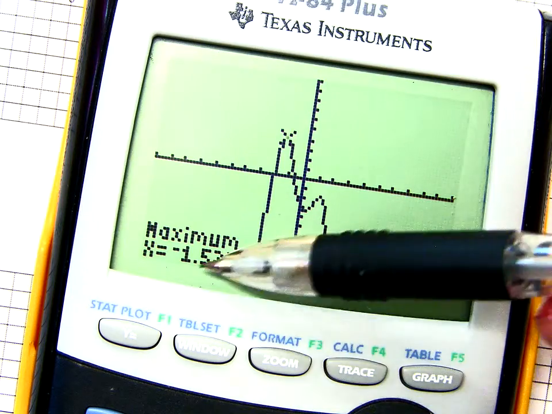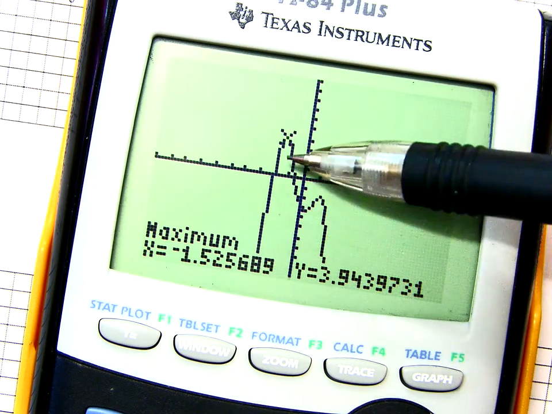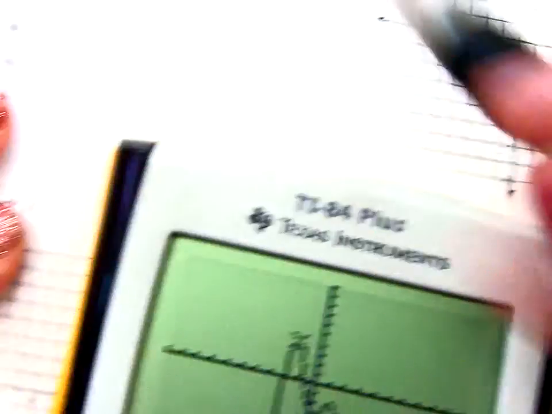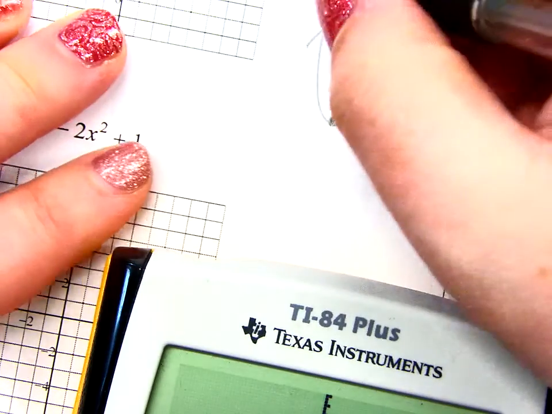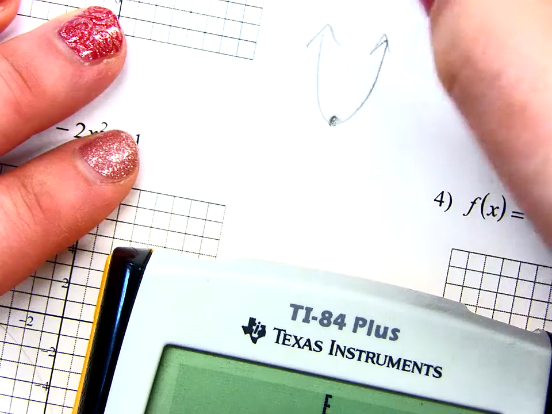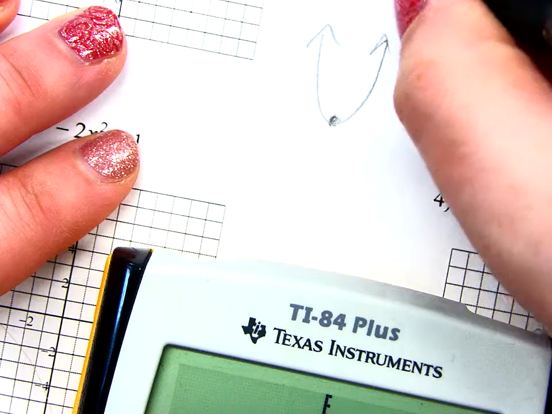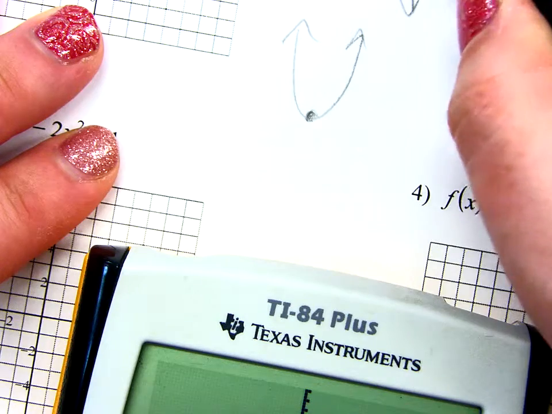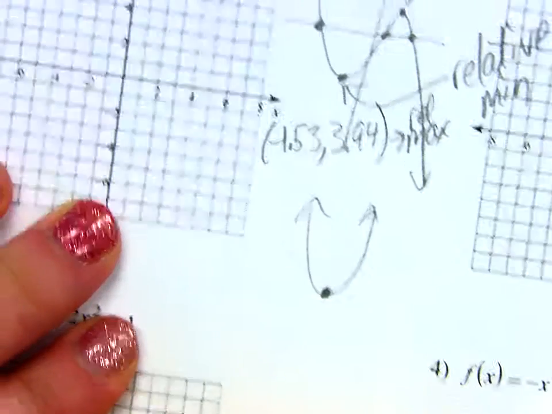So there is the ordered pair for that relative max. So jot that down before you click away from it. Negative 1.53, comma, 3.94. And note that it's a relative max.